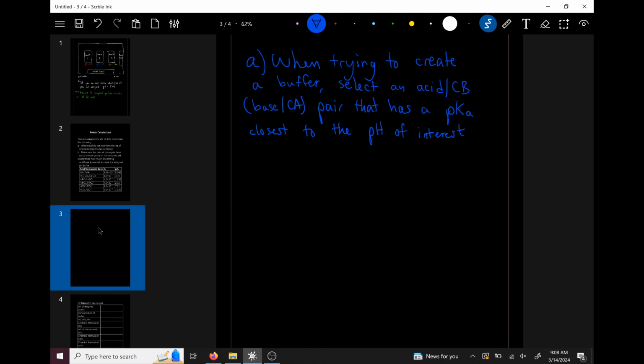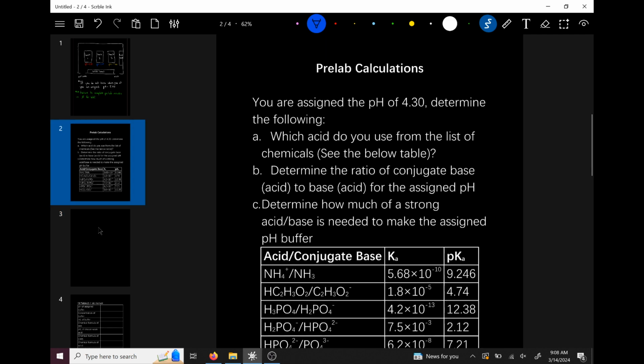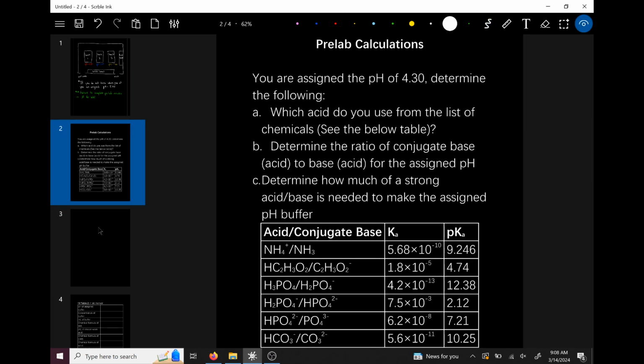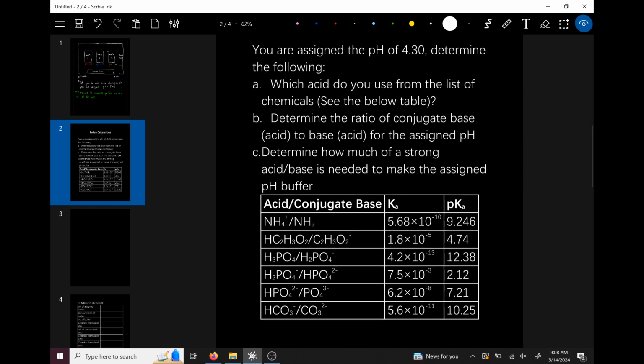So I need to find a pKa that is really close to 4.30 because that's the pH that's been assigned to me. Now, I took the liberty of actually calculating the pKa of these acids along with their conjugate bases. And so I most definitely do not want to choose, let's say, hydrogen carbonate and carbonate ion because that pKa is really far away, right? I don't want to choose one of the conjugate pairs of phosphoric acid and phosphate.